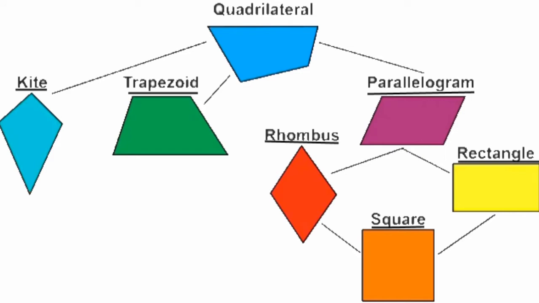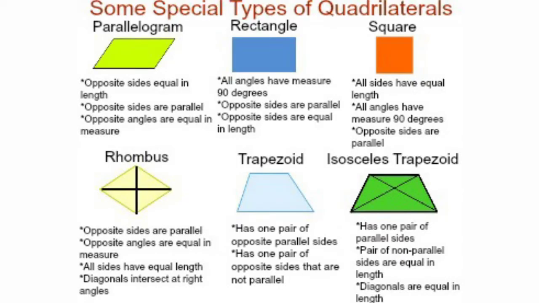Students, here are a few examples of quadrilaterals: kites, trapezoids, parallelogram, rhombus, rectangle and square. Right students, these are the types of quadrilateral. Now first of all, discussing the types of quadrilateral.